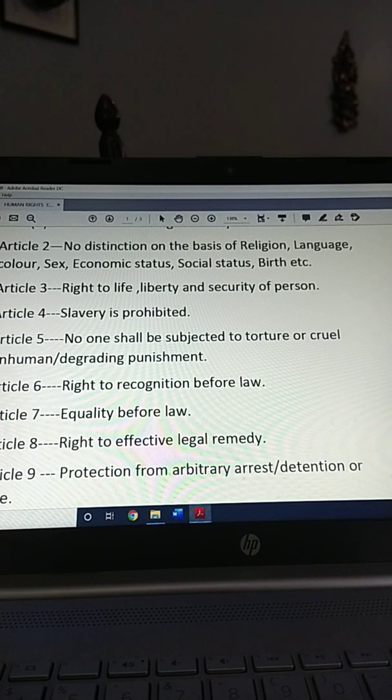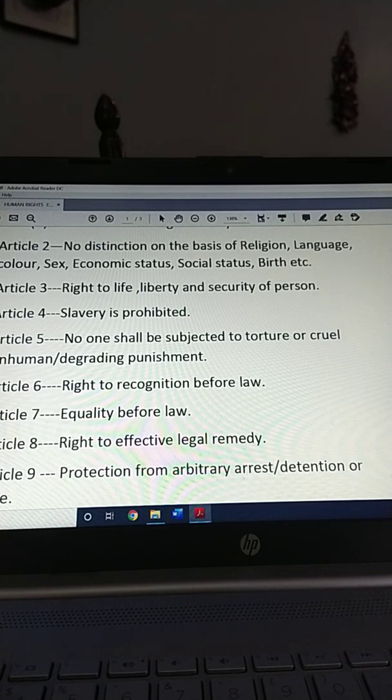Next, right to recognition before law. The law has to recognize each and every citizen. And equality before law. Article 7, equality before law. Law will not discriminate between citizens and will recognize every citizen equally.